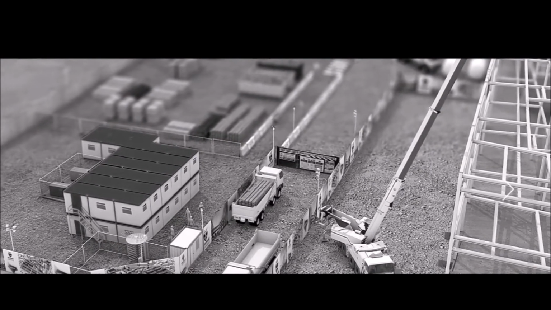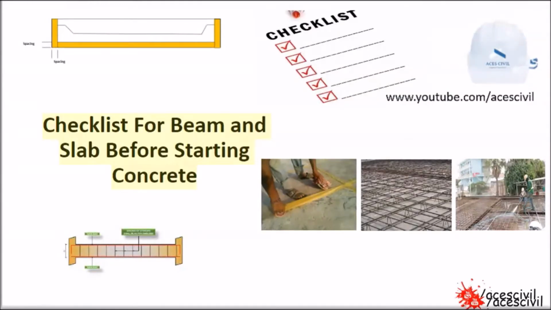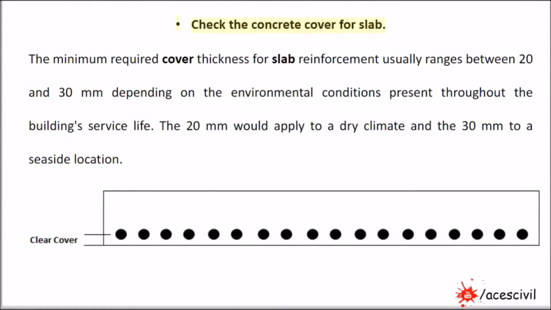In today's video we are going to discuss the checklist for beam and slab before starting concrete. Check the concrete cover for slab. The minimum required cover thickness for slab reinforcement usually ranges between 20 and 30 mm depending on the environmental conditions present throughout the building's service life. The 20 mm would apply to a dry climate and the 30 mm to a seaside location.